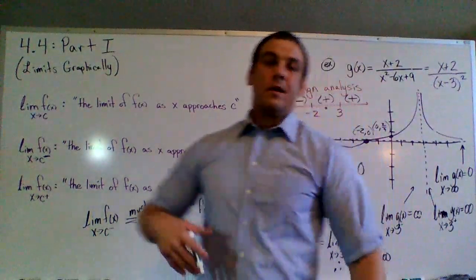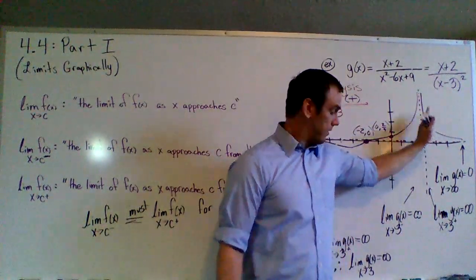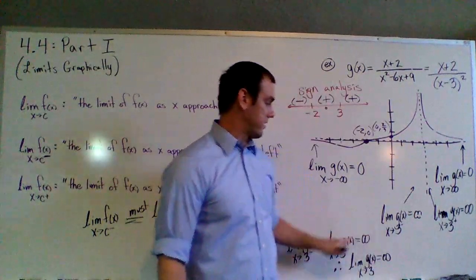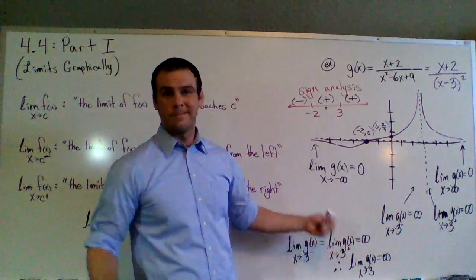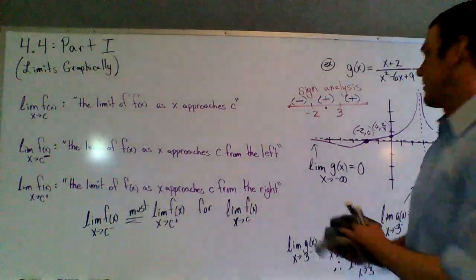Alright, so guys, as long as you're approaching the same value from the left as you are from the right, okay, then the limit of g of x as x approaches that point is going to be whatever those limits were. Make sense? Piece of cake? I think we're on to some more difficult graphs, maybe.